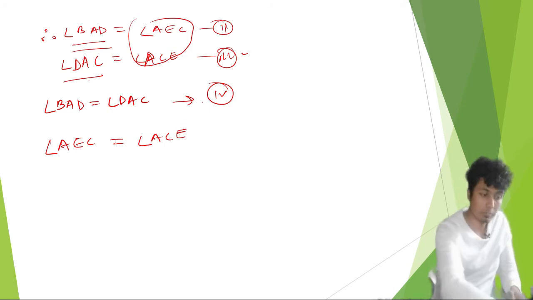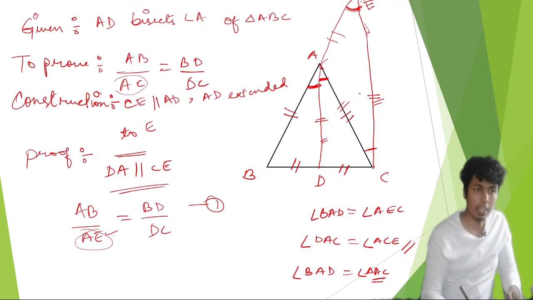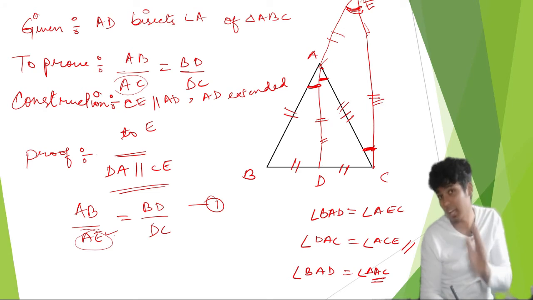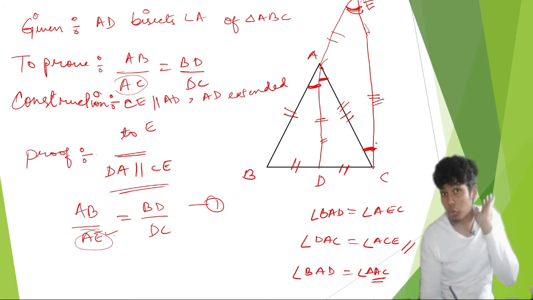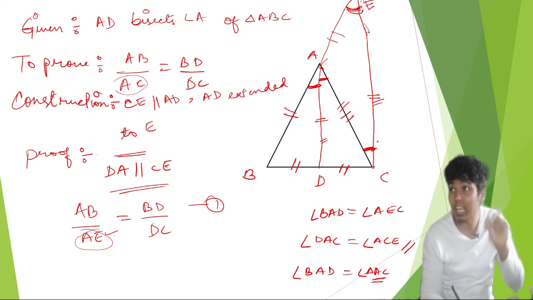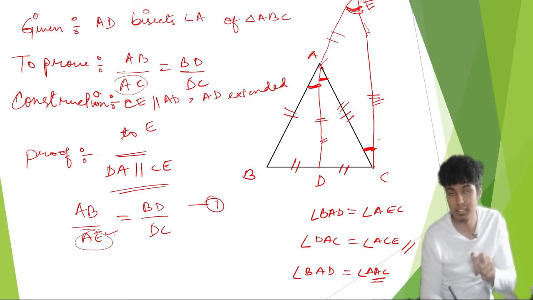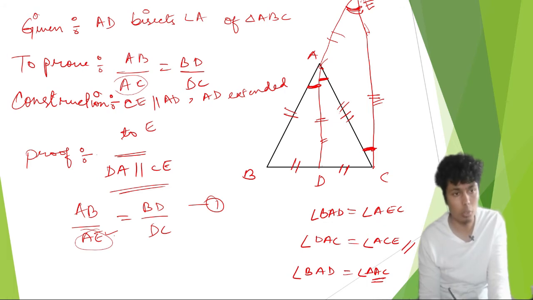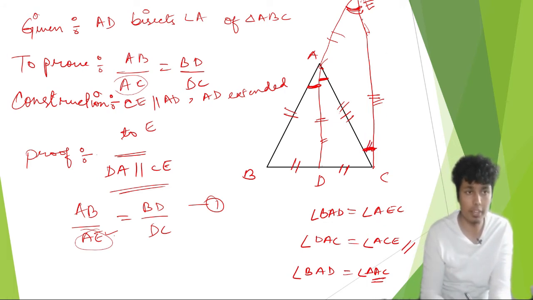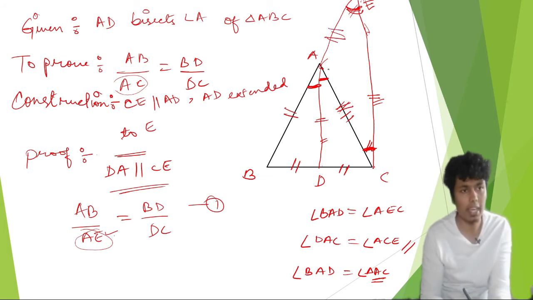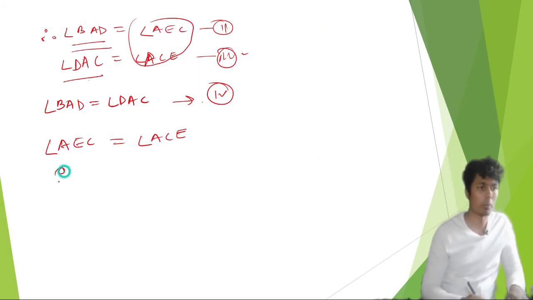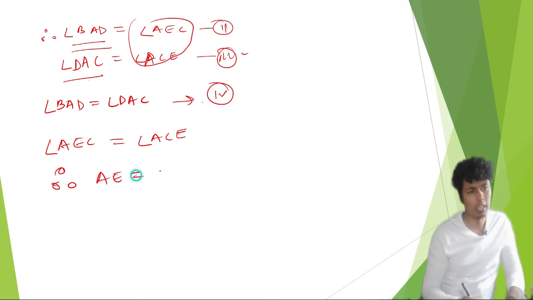Now, since these two are equal, let me go forward. Angle AEC and angle ACE are equal. If any two angles of a triangle are equal, then its opposite sides also will be equal. I hope you know this. So, if these two angles are equal, then this side and this side will also be equal. So we can write AE is equal to AC. Therefore, AE is equal to EC.